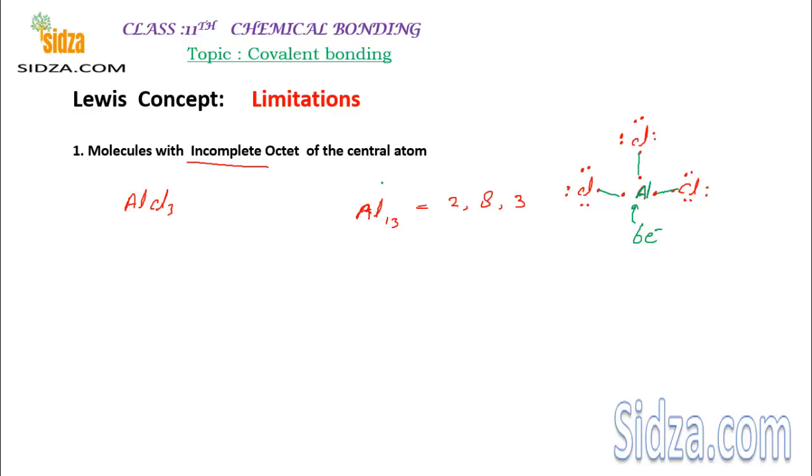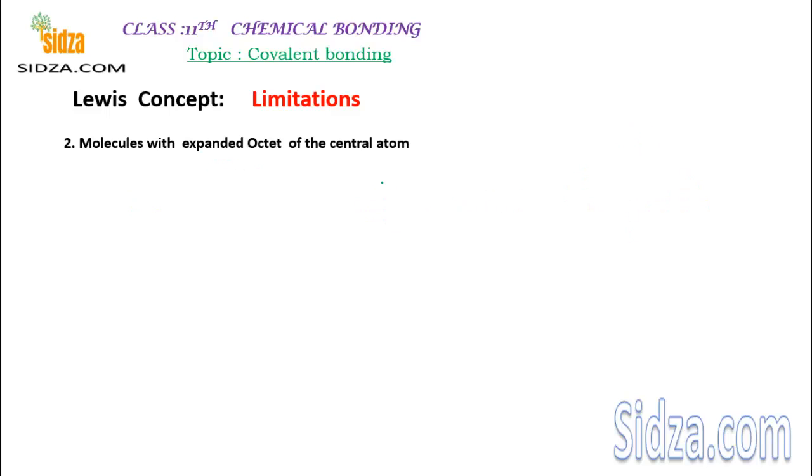Similarly, you will see certain other molecules also where the central atom does not have a complete octet. It has an incomplete octet and contains less than 8 electrons in the outermost shell. At the same time, we also find certain molecules with an expanded octet, meaning they contain more than 8 electrons in the outermost shell.